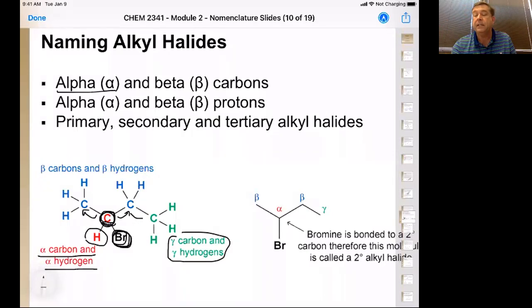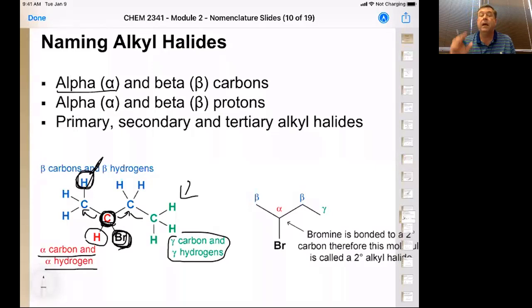For example, in some reactions, these beta hydrogens are going to be the most important hydrogens that we're going to use. So we need to identify them correctly. Bound directly to the carbon with the halogen are the alphas. One carbon over are the betas. Two carbons over are the gammas.